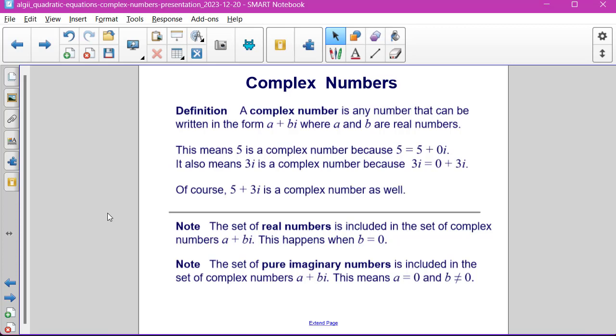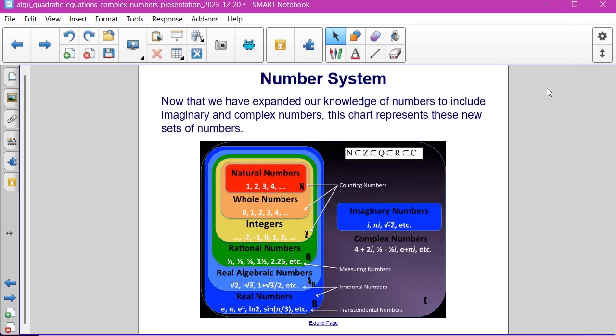It's worth noting that the set of real numbers is included in the set of complex numbers a plus bi, and it happens when b is equal to 0. And also, the set of pure imaginary numbers is included in the set of complex numbers a plus bi. This means that a equals 0 and b cannot equal 0. Now that we have expanded our knowledge of numbers to include imaginary and complex numbers, the Venn diagram shown below represents these new sets of numbers.